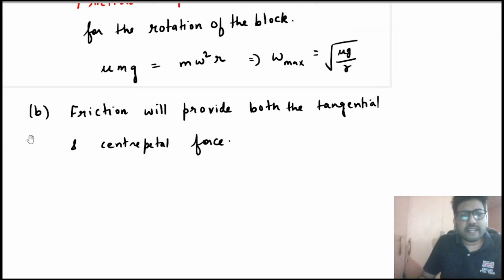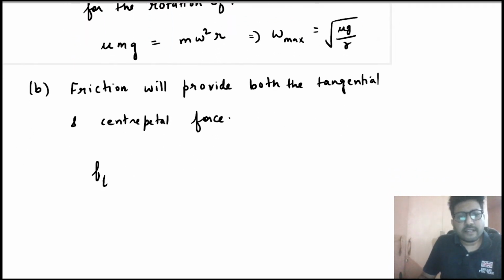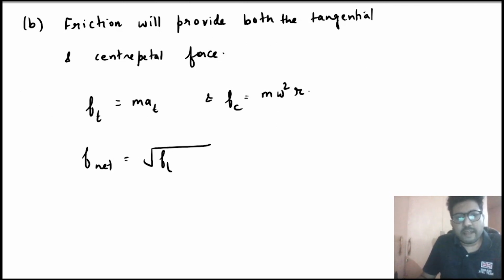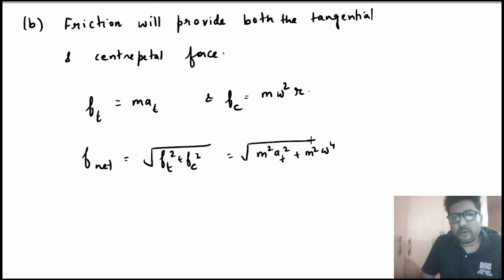So you will say Ft is equal to m At and Fc, the centripetal force, is equal to m omega square r. So the net friction force will be under root Ft square plus Fc square, and that is equal to under root m square At square plus m square omega 4 r square.